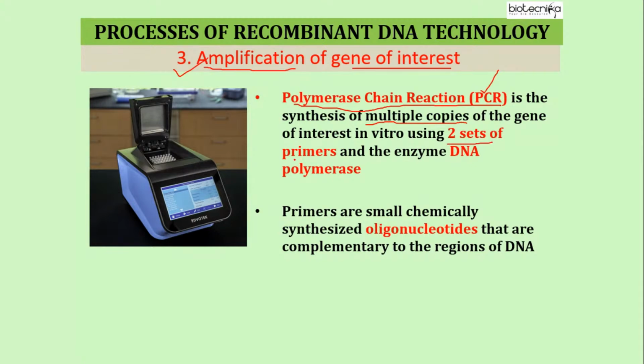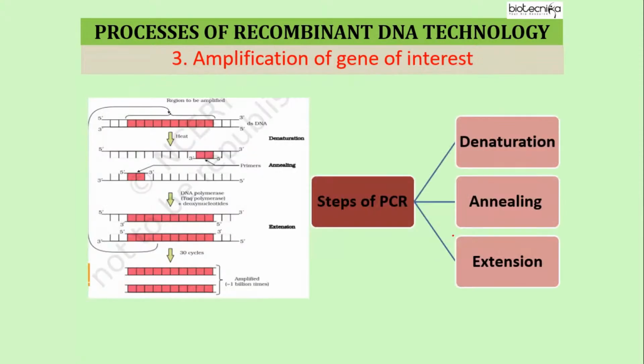Here we have to use primers. I will come to this point and how it is used to amplify this DNA. We will amplify this DNA with the help of an enzyme called DNA polymerase. So what are these primers? These primers we synthesize in a lab. That is why they are called chemically synthesized oligonucleotides, complementary to the regions of DNA. In PCR, a chain of reactions is performed that will polymerize our gene of interest. That is why it is called polymerase chain reaction.